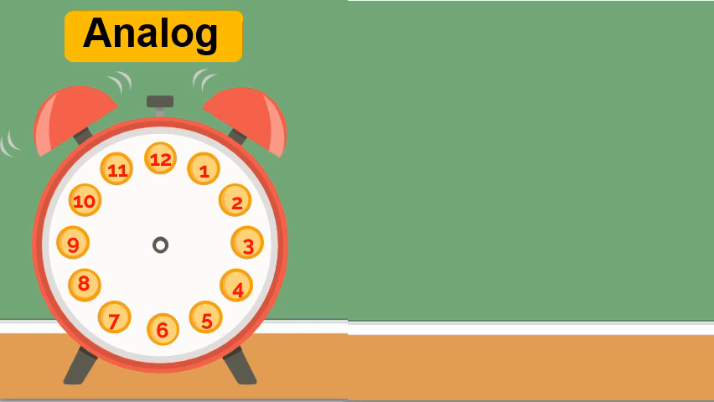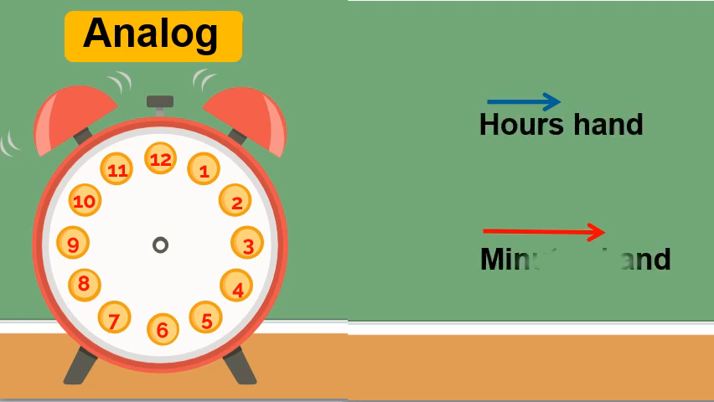In this analog clock face we have two hands. We call the short hand the hours hand, and we call the long hand the minutes hand. Here we have the word hours, which is very short, so it will take the short hand. And here we have the word minutes, which is very long, so it will take the long hand.